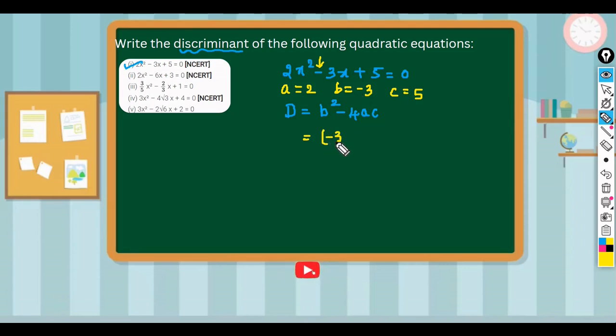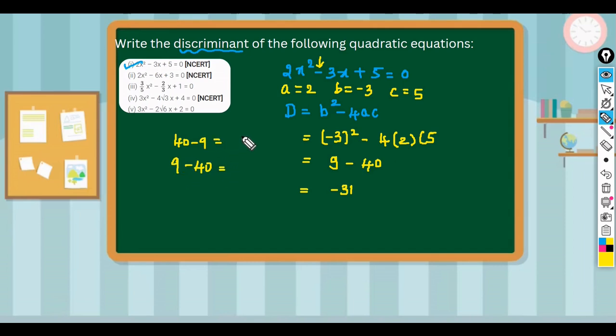Now we are going to put these values here. So first, minus 3 whole square minus 4 into a. What is a? 2. And c is 5. So what are we going to get here? 9, and this will be 40. 9 minus 40, we are subtracting a bigger number from a smaller number. So whenever we do that, we need to write the answer with a negative sign. This is going to be 31. The difference is the same whether you do 40 minus 9 or 9 minus 40. The difference between these two numbers is 31 only. But when we do smaller minus bigger, we need to consider it as a negative number. This is very important. Many students fail to do this, right?